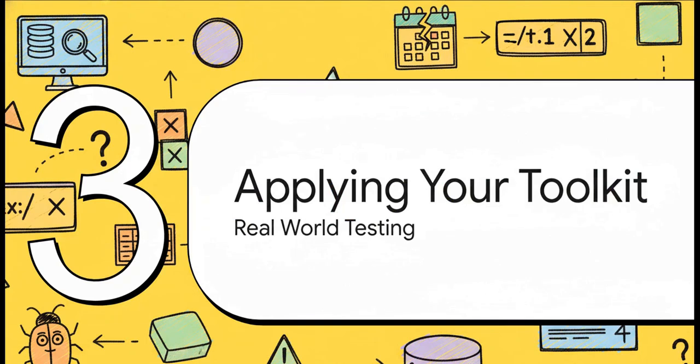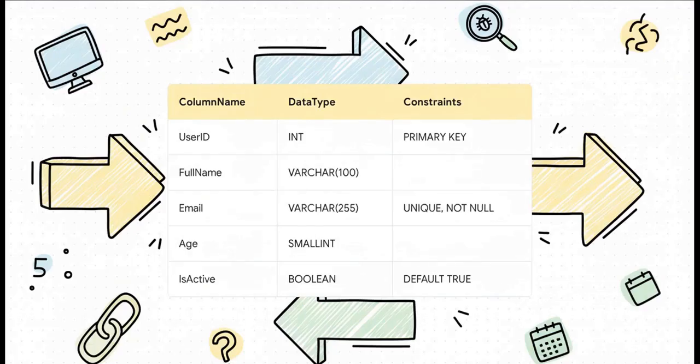Okay, theory is great, but let's put these tools to work. Let's look at a real-world example you've probably seen 1,000 times. Here we go, a simple users table. You can see all our tools in action, right? We've got our int for the user ID, varchar for the text fields, and so on. This is basically the blueprint for our data.